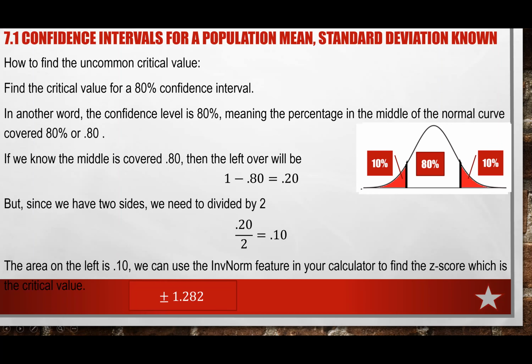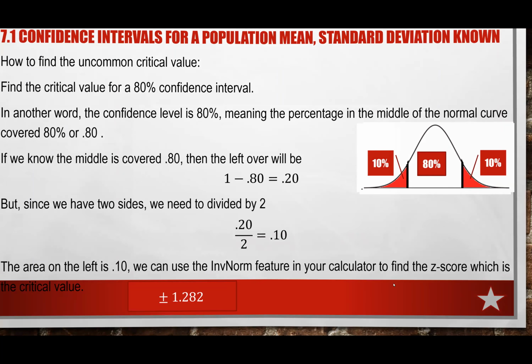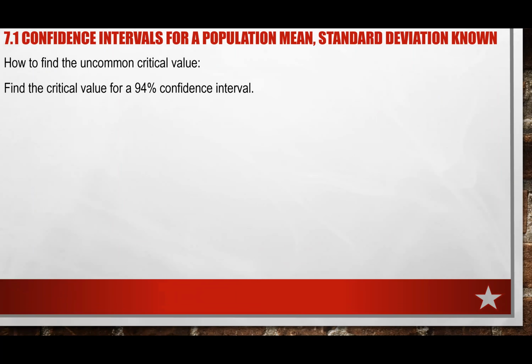Okay, similarly, let's try one more. Probably you will see 80 as a common critical value. Let's say they ask you to find a critical value for a 94% confidence interval. The difference between the confidence interval and the confidence level is that the confidence level is the percentage. The confidence interval is the two z-scores that contain your percentage.